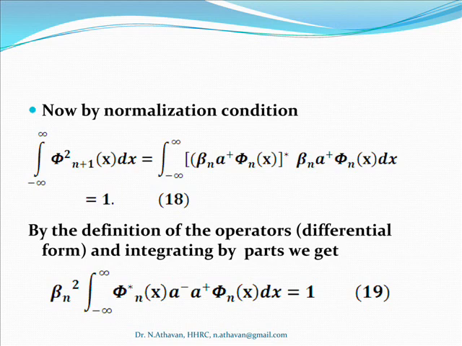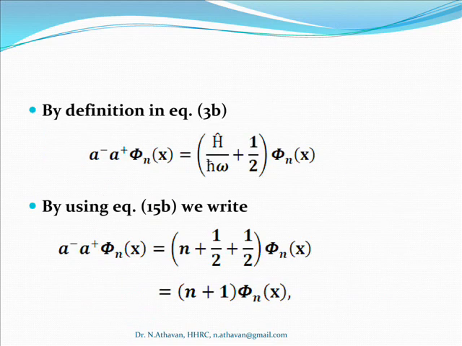We use the definition of the Hamiltonian in terms of the product of the abstract operators as given in equation 3b. We write a minus a plus phi n of x is equal to the Hamiltonian operator divided by cross h omega plus half into phi n of x. By using equation 15b, that is, if H operates on phi n of x, then one can get n plus half into cross h omega. So the term H by cross h omega will be n plus half now.